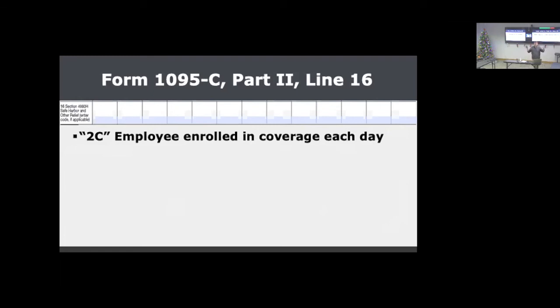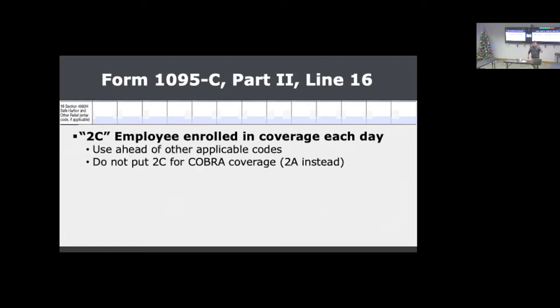2C is they enrolled in coverage. 2C applies, right, before any other code. So if they take COBRA, it's not 2C because they're not enrolled in your coverage, right? That's 2A because they don't work for you anymore.